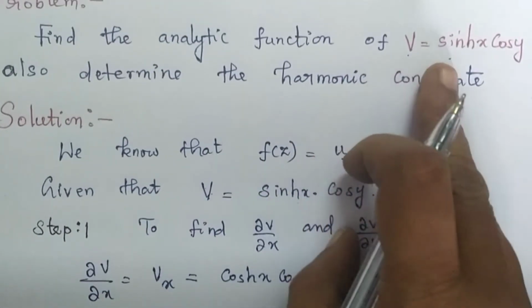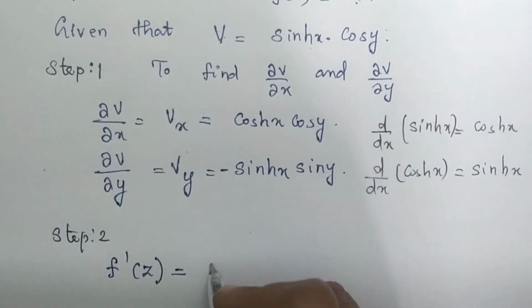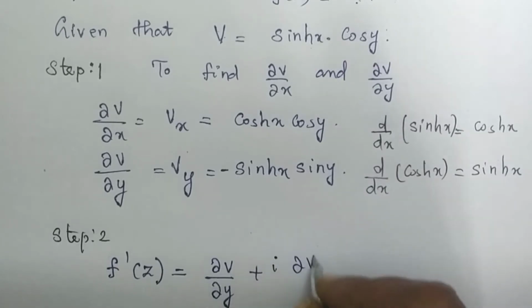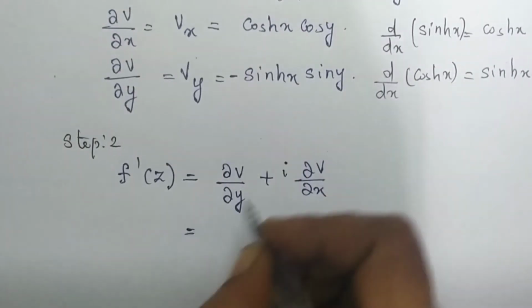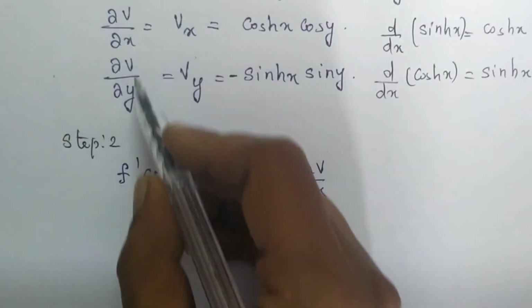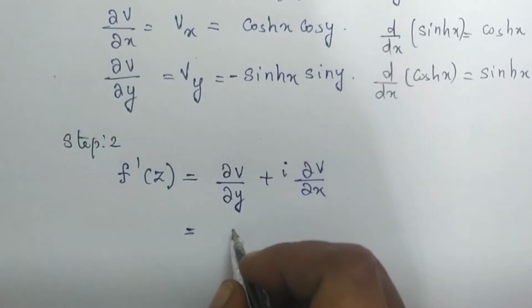If you have the imaginary part v, we have to use this formula. Yes, the formula is dou v by dou y plus i into dou v by dou x. Okay, so now we calculated dou v by dou x and dou v by dou y. So I am going to substitute this. By substituting the values in this formula, we can get f dash of z.